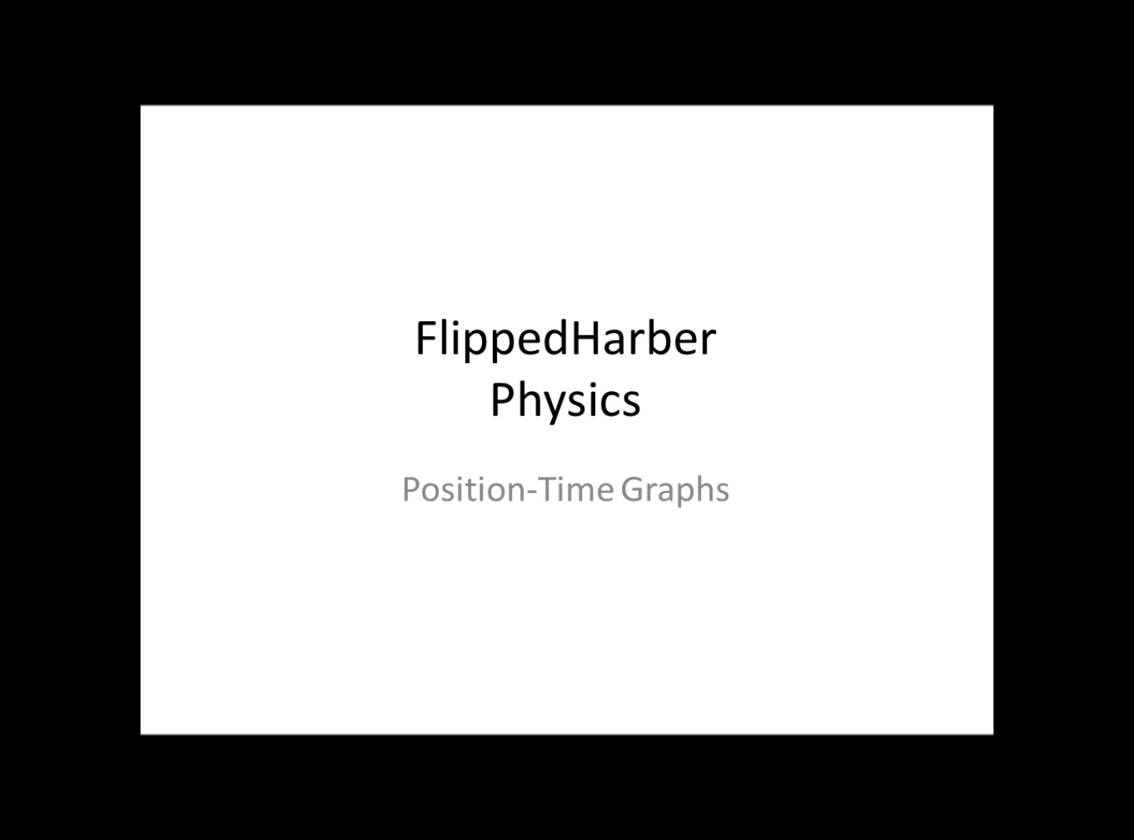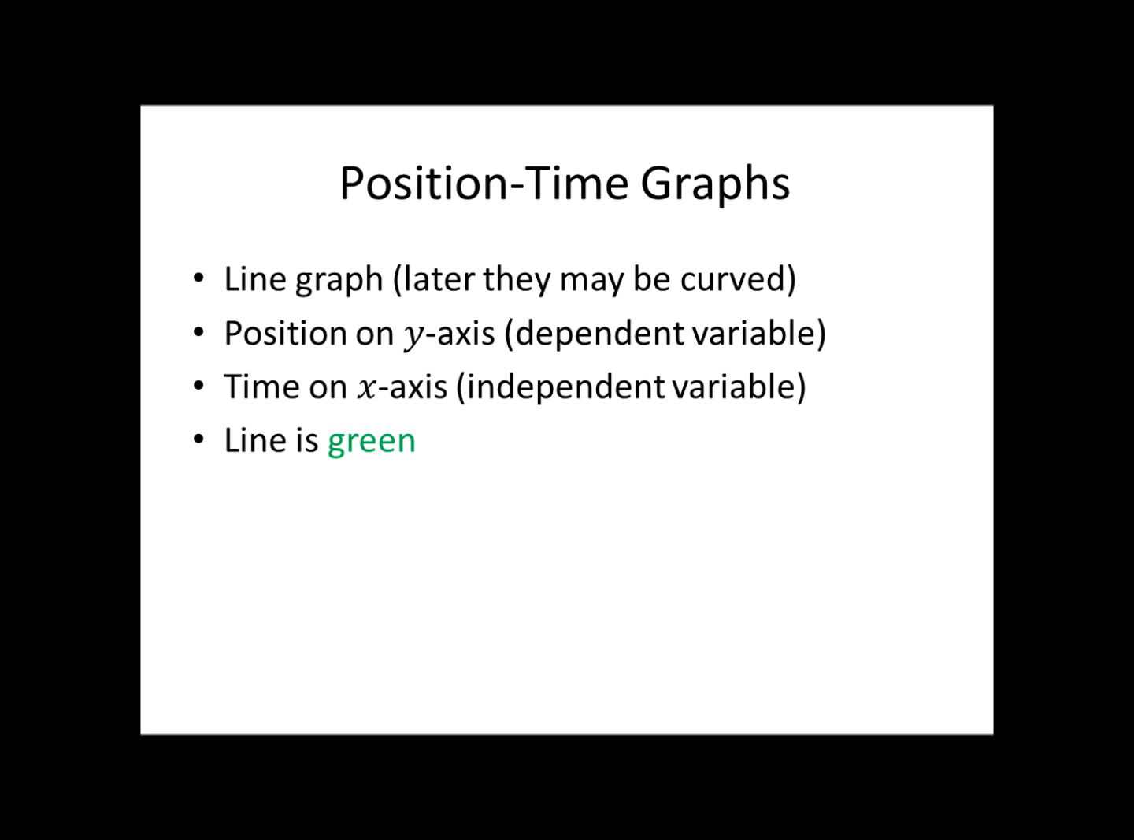In this brief video, we're going to talk about position time graphs, a very important topic in physics. Position time graphs are line graphs. Later, as we add acceleration into the mix, those line graphs could turn into curves. We always put position on the y-axis, making it the dependent variable. Time goes on the x-axis, so it's the independent variable.